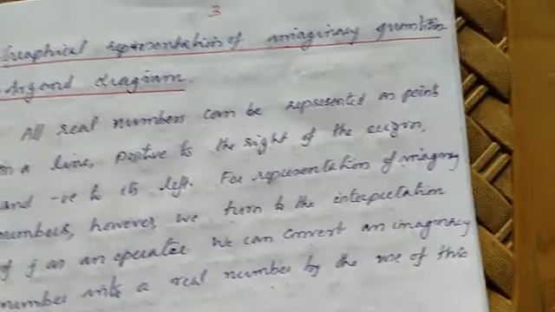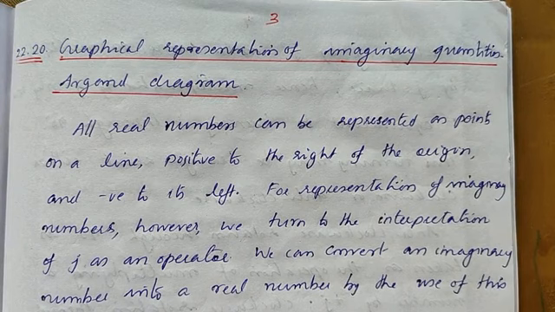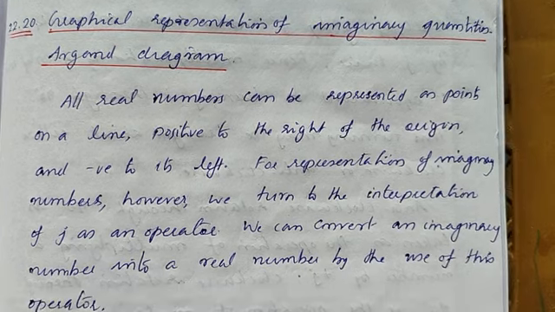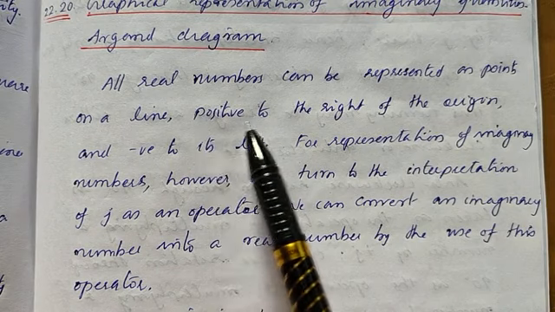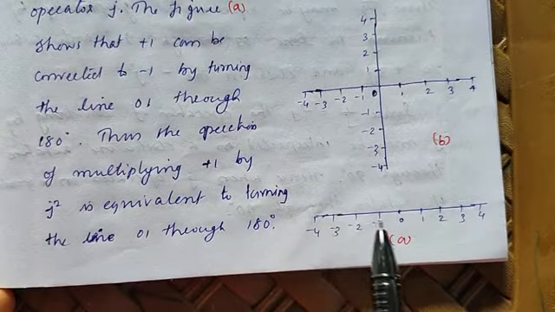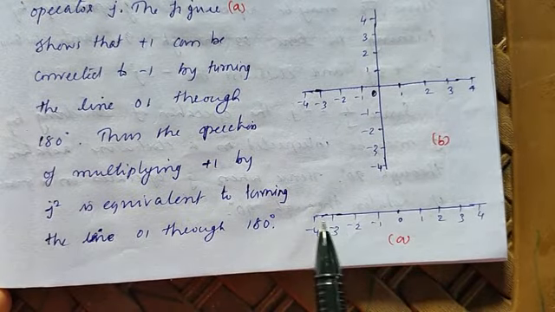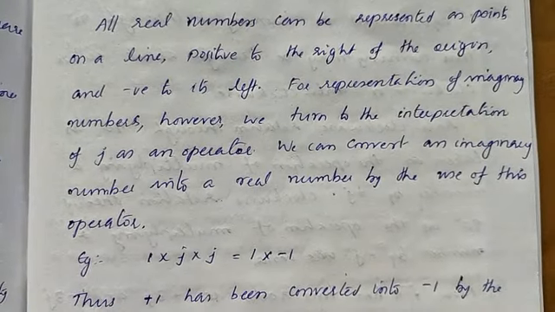So now we'll discuss the graphical representation of imaginary quantities, which is known as the Argand diagram. All real numbers can be represented as points on a line, positive to the right of the origin and negative to its left, like this. Any real quantity can be represented on a line like this, positive on the right and negative on the left. This is the usual procedure we already know.